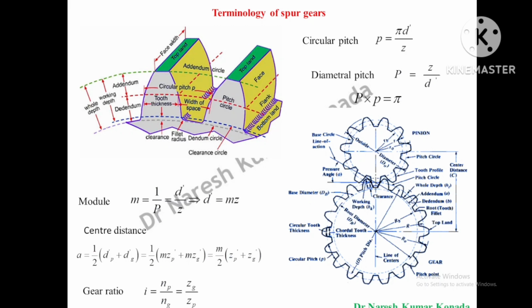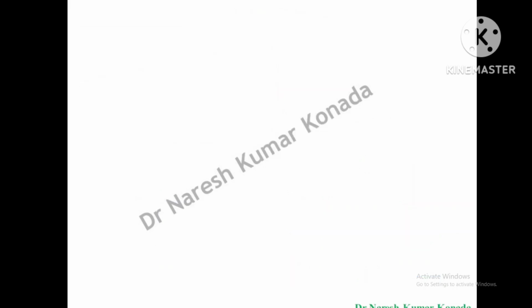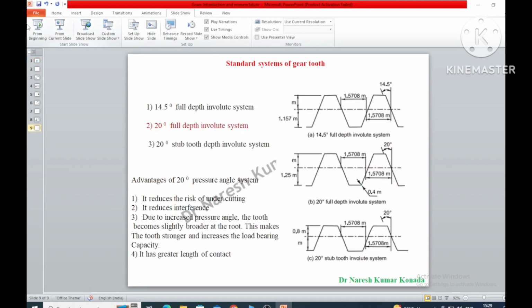And the gear ratio formula is speed of the pinion divided by speed of the gear. It is also given as the number of teeth on the gear divided by number of teeth on the pinion. These are the main important formulas related to the terminology.